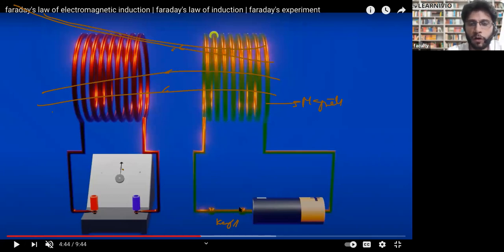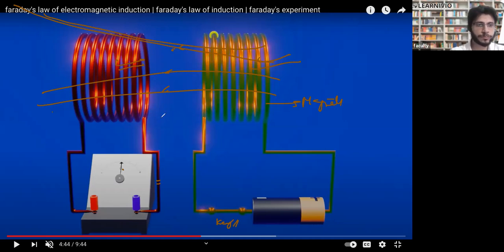When he again switched off the key, there is again a deflection, and then it again becomes 0. So when you open the key, it means you decrease the current, then there is a deflection because flux is changing. When you close the key, at the instant you close the key, the current increases from 0 to a maximum value. Current is increasing in this particular coil, flux will change, and you can see a deflection in the galvanometer. So in all cases, if flux is changing, you will get an induced EMF or induced current.